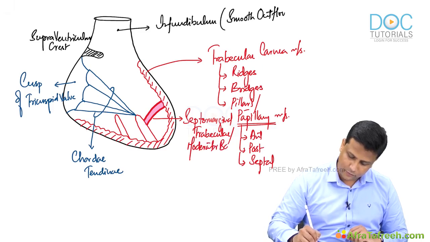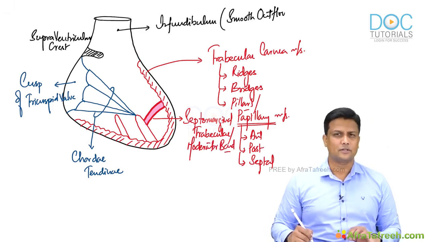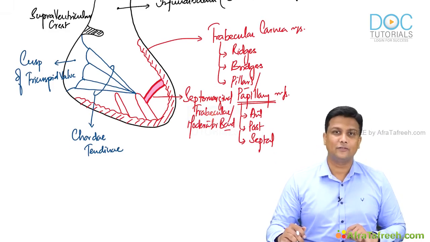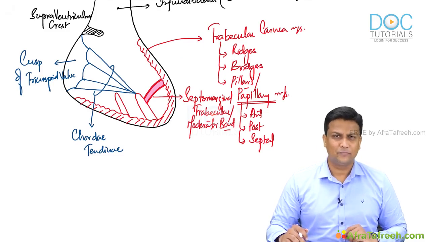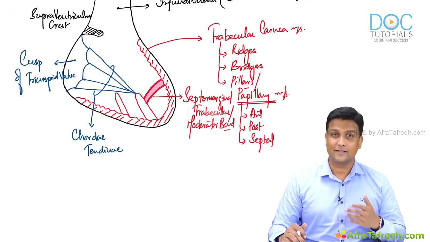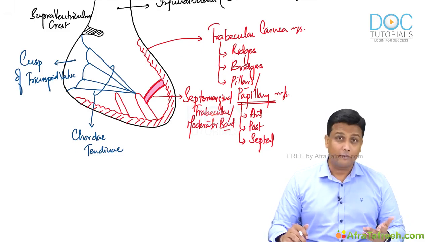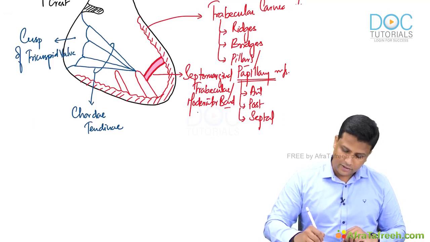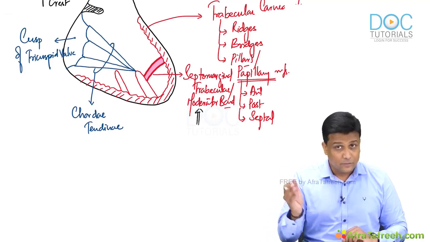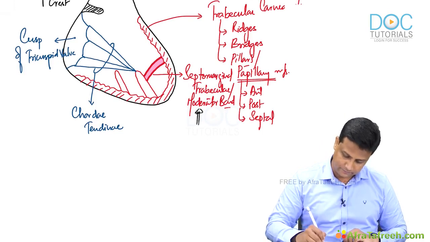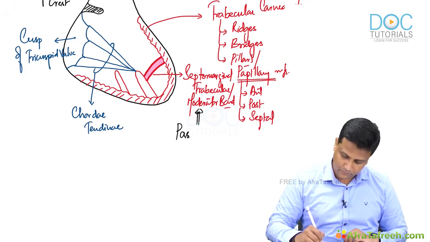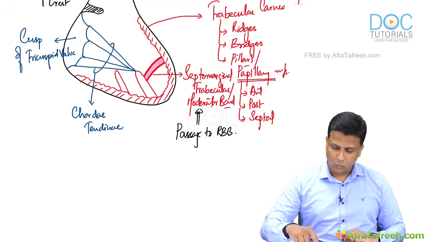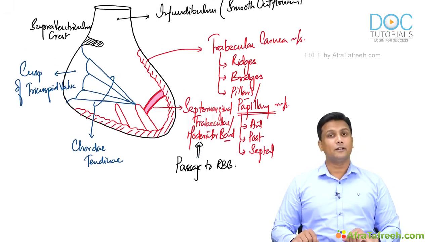Now what is the importance of this one? Why is it being asked a lot of times in your exams, the septomarginal trabeculae or moderator band? Because that is the one which will give the passage to the right bundle branch. So when you study the conduction system of the heart, you will have the SA node, AV node, bundle of His, bundle branches. Out of that, the right bundle branch is actually passing through the septomarginal trabeculae. So the passage to the right bundle branch is via the moderator band or septomarginal band, guys.